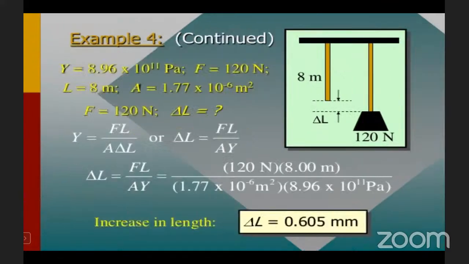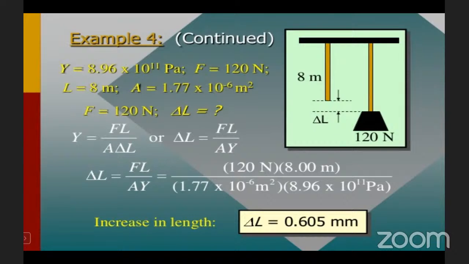Okay, see here, continuing this problem. Y equals 8.96 × 10^11 Pascal, F equals 120 newtons, length L equals 8 meters, and area A equals 1.77 × 10^-6 meter square. The applied force is 120 newtons, and we are finding the change in length, del L. Now see here.